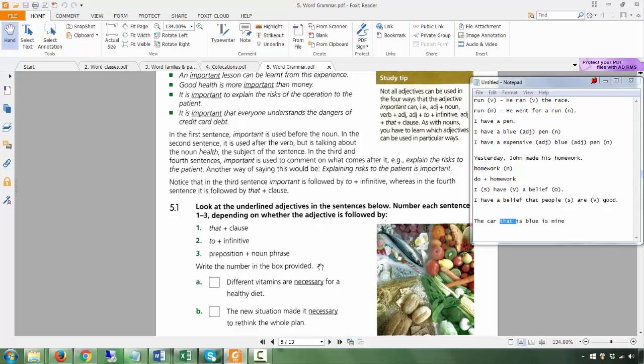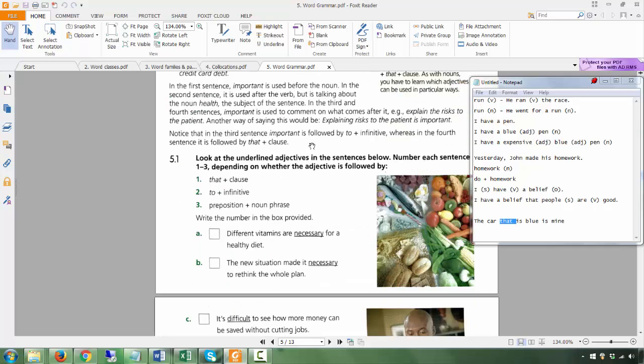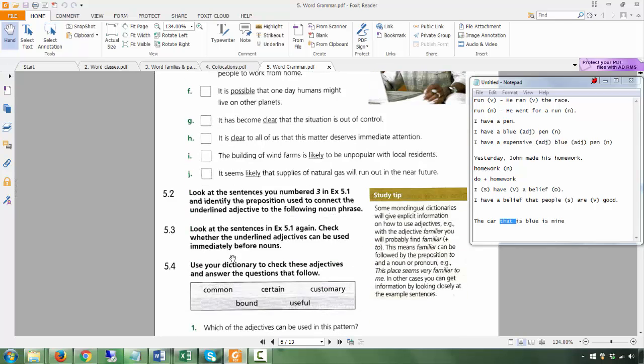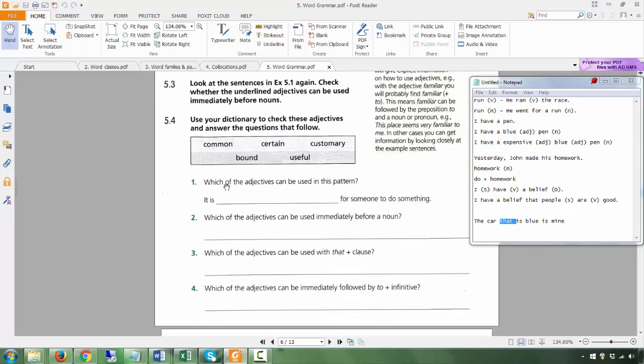Okay, again, the first thing is to notice. Please remember to read all this. Notice what kind of patterns "necessary for" has. What is "for"? "For" is a preposition, so this will be number 3. "The new situation made it necessary to rethink." Oh, this is a different pattern: "to" plus base verb. So this is number 2. So you realize, again, as I mentioned to you, the same word could have different patterns. Okay, so complete this. Now this is interesting.